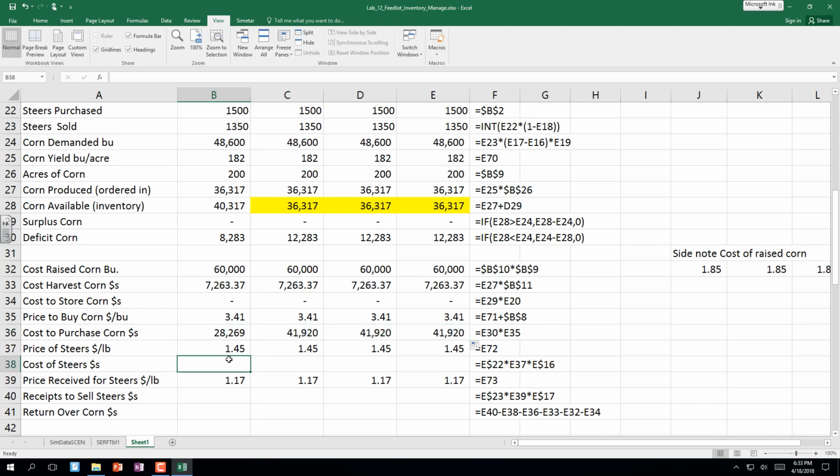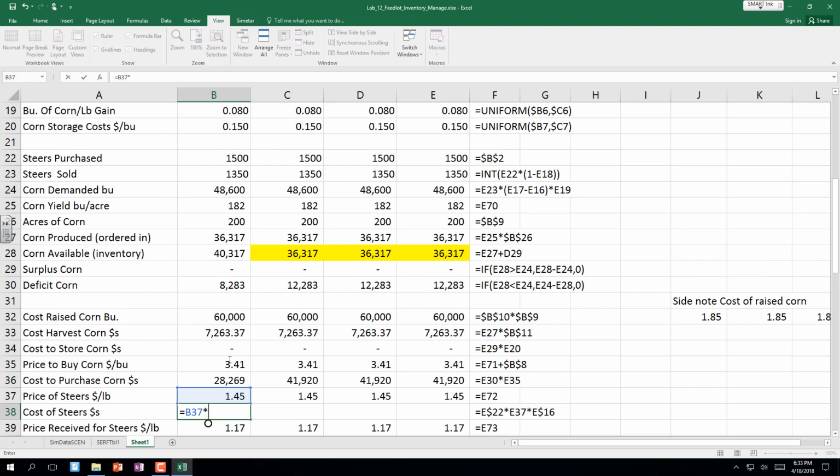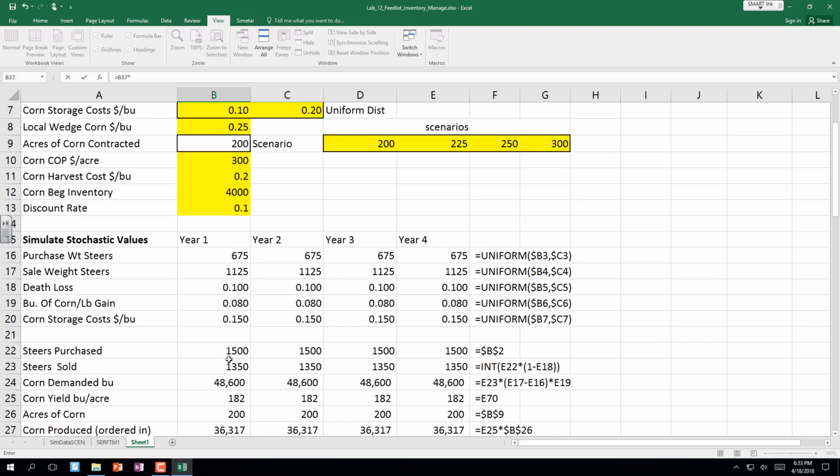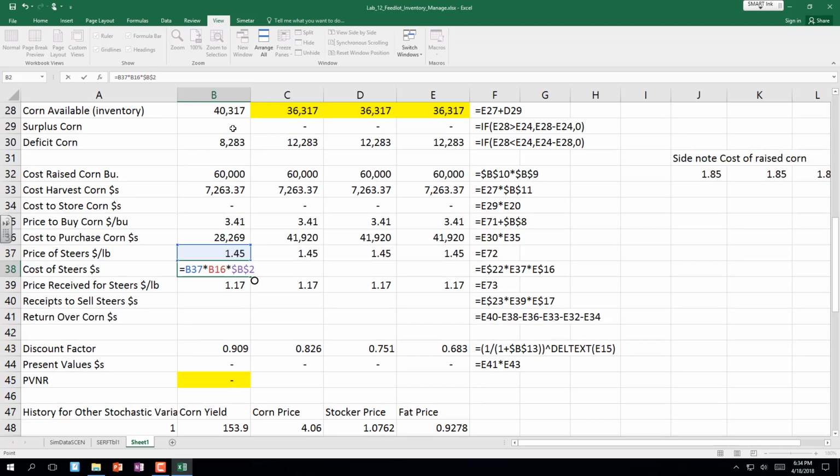Okay. Now we get to buy some steers. So the cost of the steers is going to be the price of the steer, times the weight of the steers, which was stochastic, and the number of them. Okay, so it's B16 times, and then we've got that number 1500 up here in B2. We'll hit F4 on that. So B37, B16, and B2.